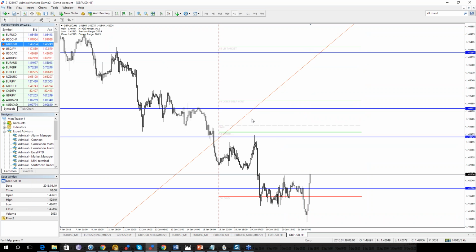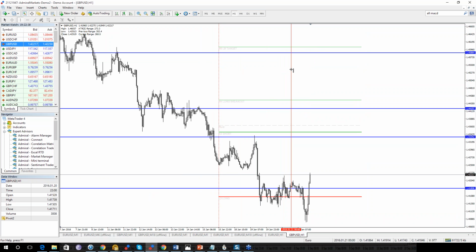Let's use, I don't know, let's use pound dollar, 1 hour chart. So the daily Fibonacci is definitely where our day starts, right? Okay, so let's mark it like this. 21st.